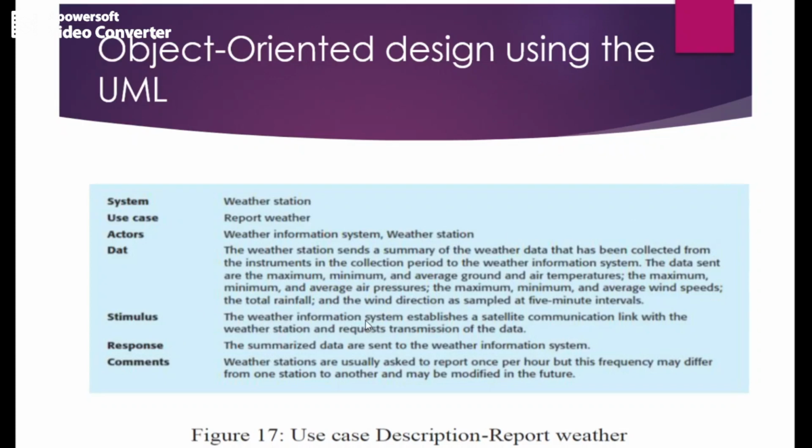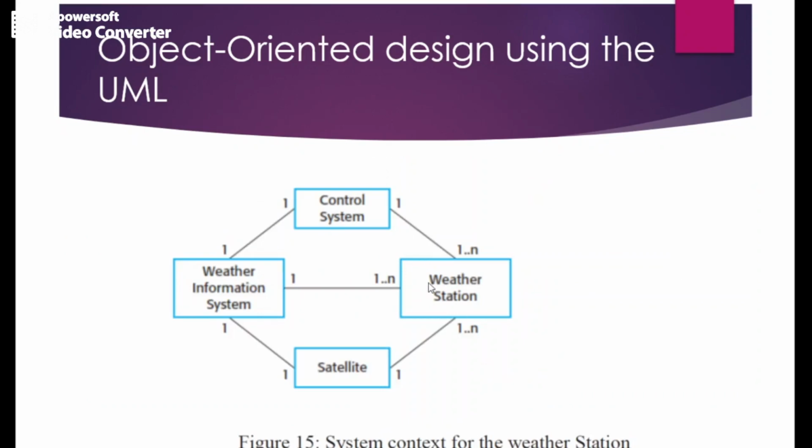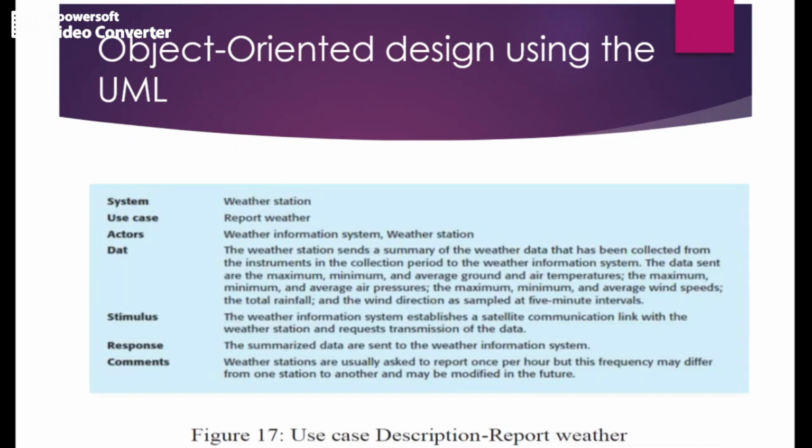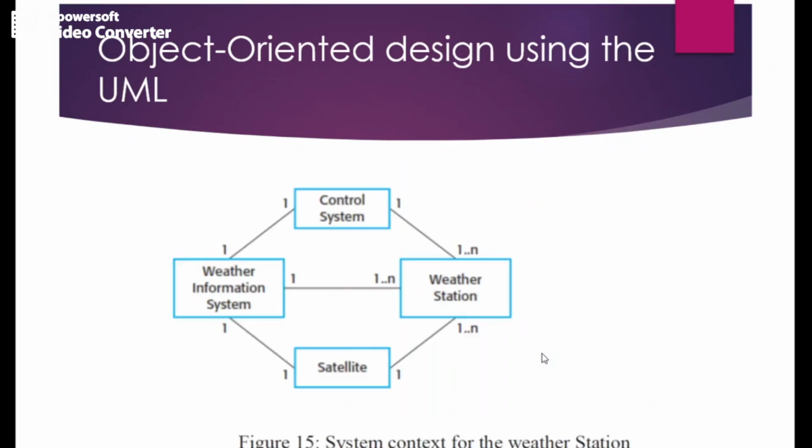Now stimulus. What is the stimulus? The weather information system establishes a satellite communication link with the weather station and requests transmission of the data. You can see here you have the weather information system and this is the satellite. Keep in mind, the weather information system will establish a satellite communication link with this weather station. Why?